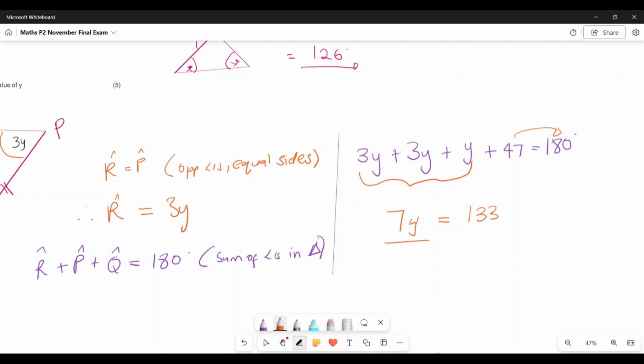And because I'm looking for my y, and this y is multiplied by the 7, I'm going to remove the 7 by doing the opposite of what it does, which is dividing, right? Because it was multiplying. And what I do on the left, I must also do on the right. So as a result, my value of y is going to be equal to 133 divided by 7, which is equal to 19.